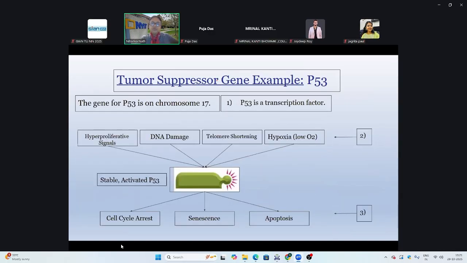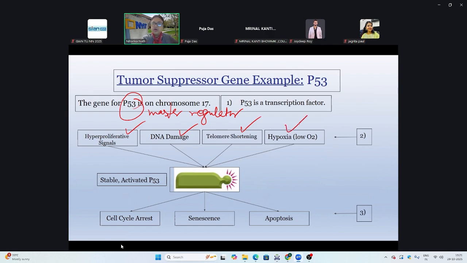So one tumor suppressor is P53. P53 is called the master regulator. It's called the master regulator because if there's too much signal from somewhere else, too much growth factor from another cell, too much DNA damage, or the telomeres just got too short, not good.